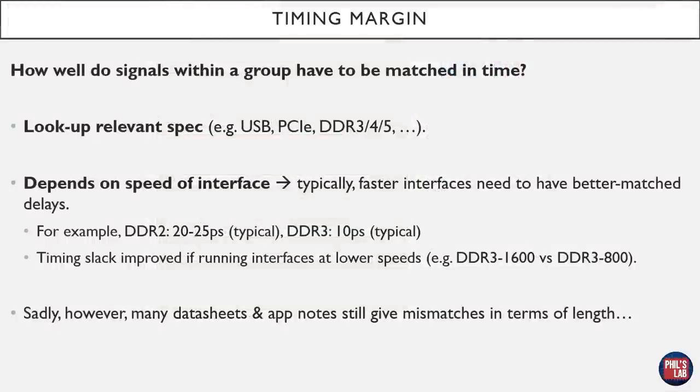Once we know that we have to match delays rather than lengths, the next question that arises is, what is an allowed timing margin? How many picoseconds or nanoseconds difference can we have between buses or within a differential pair or within groups of signals? And this is entirely dependent on the spec and the speeds you're running at. So the first suggestion is, if you're designing a hardware system that uses, for example, USB 2.0, I'd look up the USB 2.0 spec, and in there, they will tell you the timing margin. Similarly for PCI Express or DDR3, 4, 5, and so on.